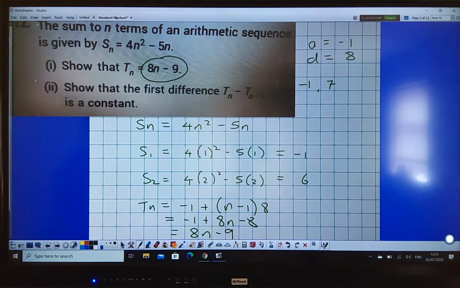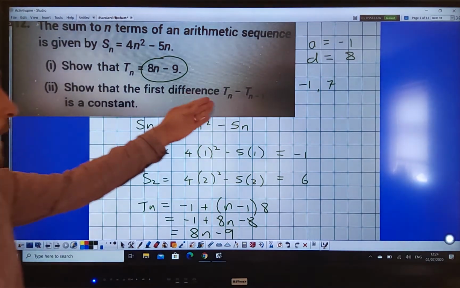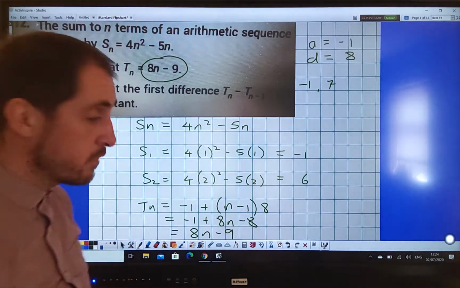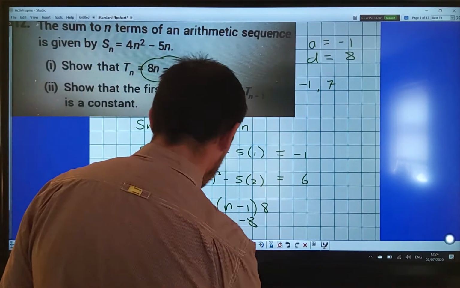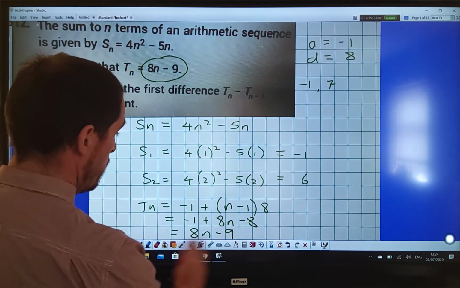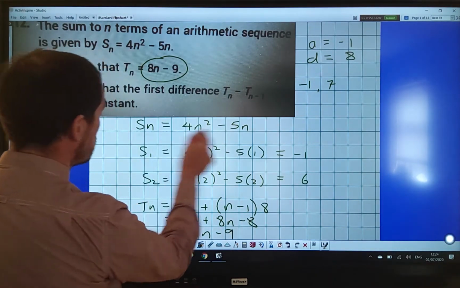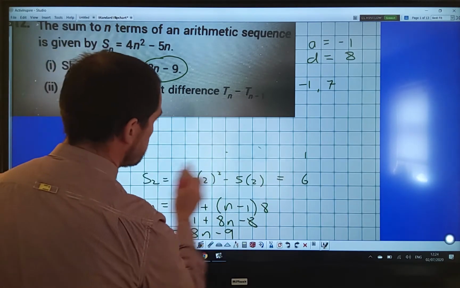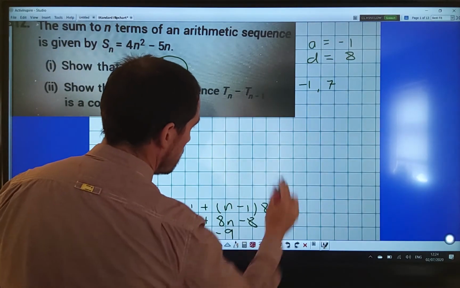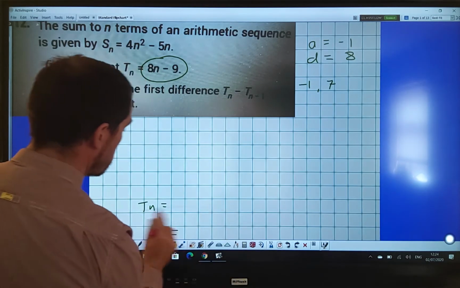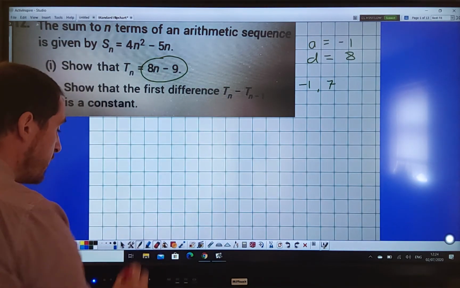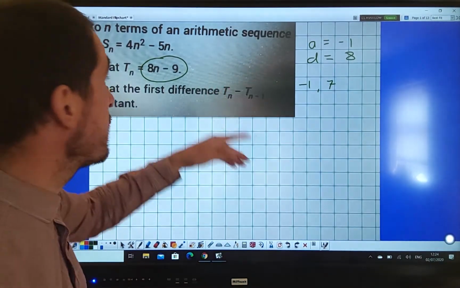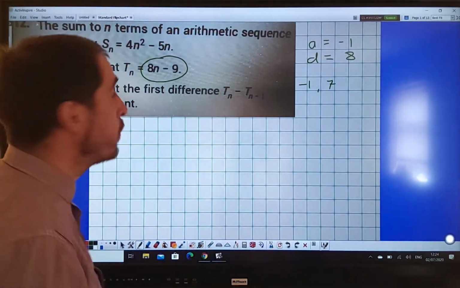Now, show that the first difference, Tn minus Tn minus 1, is a constant. So I'm going to take my 8n minus 9. That's all I need to use here. This type of question is a perfect example to highlight what it says it's asking you, but what it's really asking you is something completely different, or how to go about doing it.